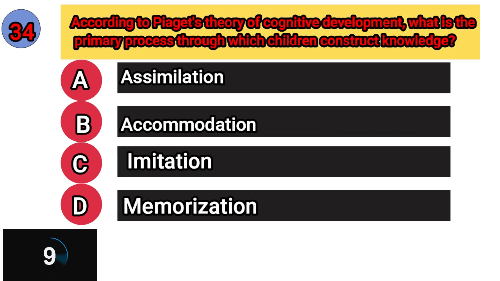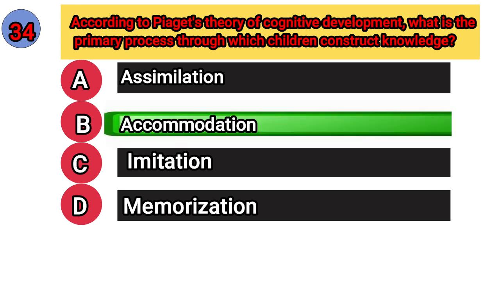According to Piaget's theory of cognitive development, what is the primary process through which children construct knowledge? Assimilation, accommodation, imitation, memorization. And the correct option is option B, accommodation.